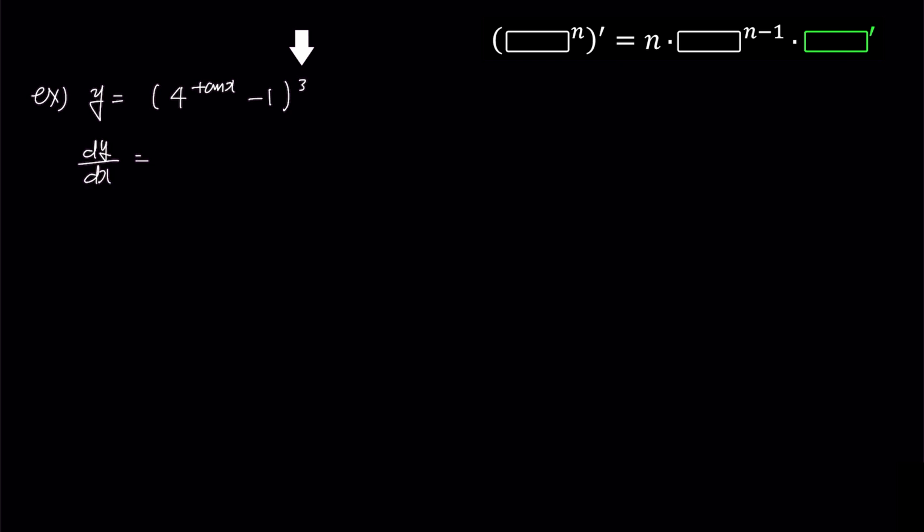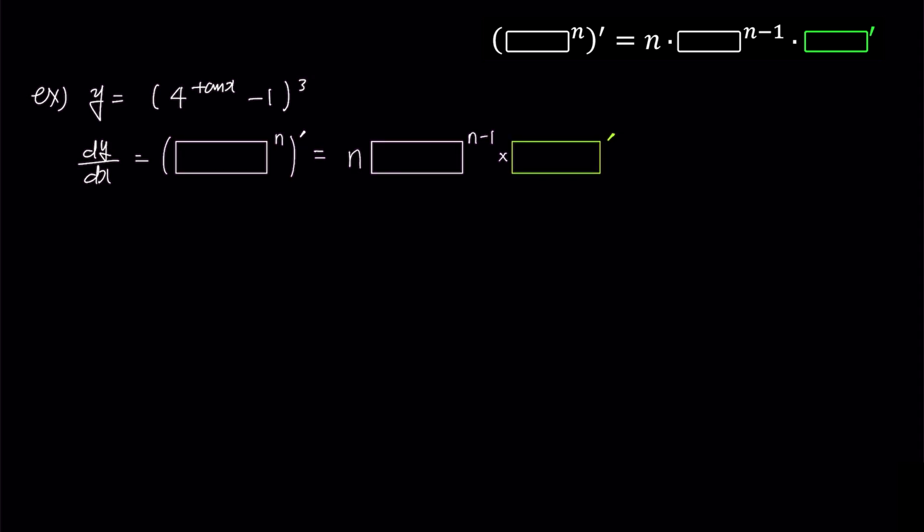So let's first recall the modified power rule that I introduced in another video. If you want to learn more about this formula, you can click on the link in the top right corner for detailed explanations and examples. Now, comparing this formula with our problem, we can see that the term 4 to the power of tangent x minus 1 goes inside the box, and the exponent value n is 3. We'll put 3 in the right-hand exponent position, and then we'll put 4 to the power of tangent x minus 1 inside the box. The exponent of the box will be written as 3 minus 1.